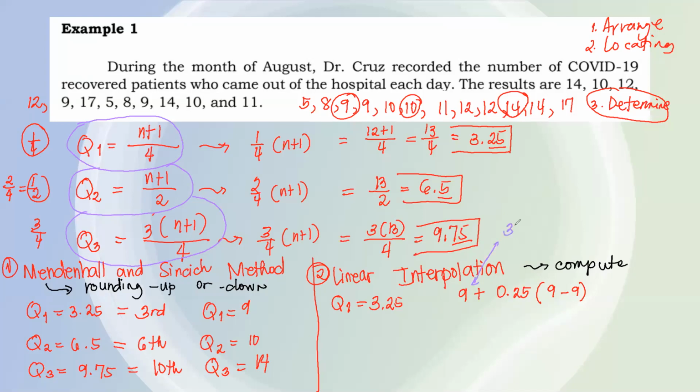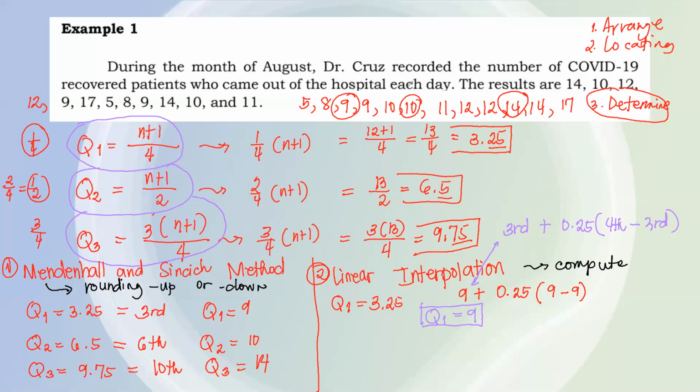So we have the third data plus 0.25 times the difference of the fourth and the third. So yun po yung ginawa natin dyan sa linear interpolation. Kaya sabi ko sa inyo, this really matters, yung point something. Kaya lang, since ang data natin ay parehong 9, so ano magiging answer niyan? 0.25 times 0, which is also equal to 9. So ang ating first quartile is 9. Okay?